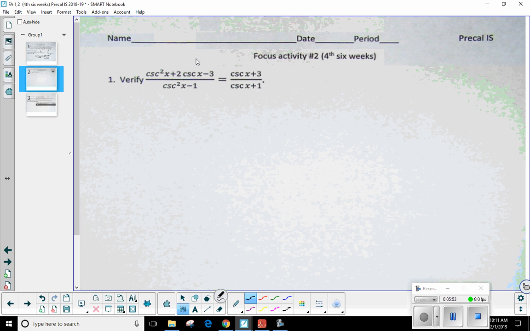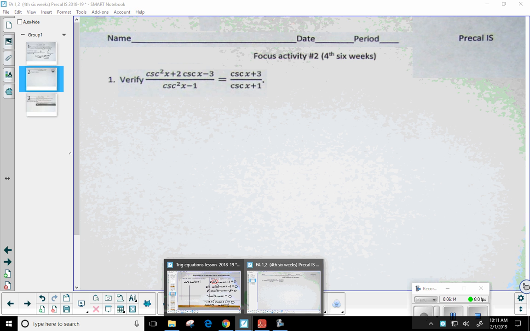Well, we now have 2 focus activities on Tuesday. I've already got a third one ready to go. I'd like to get 4 in the set, but we'll see how that plays out. 2 weeks from today is already the end of the 6 weeks. We're about to enter the 5th 6 weeks. So things are going to start going a little quicker because it's testing season, all that good stuff.